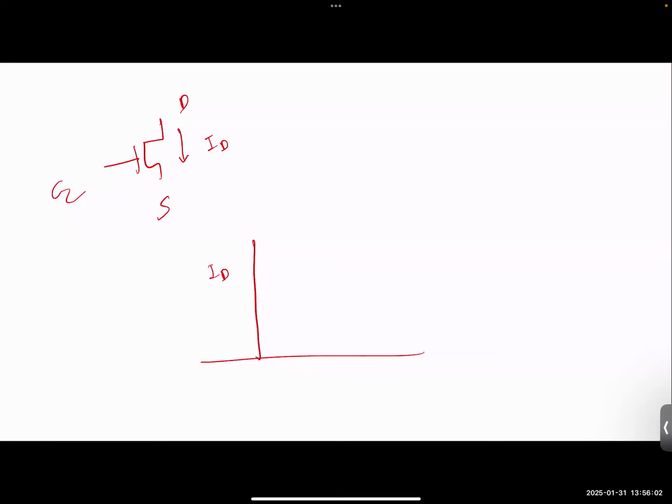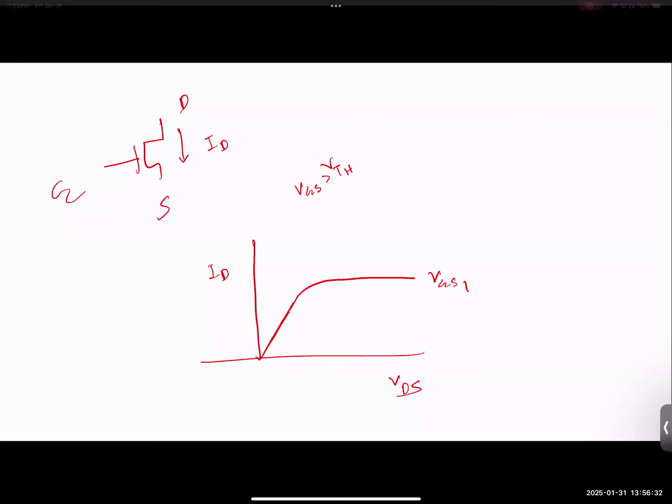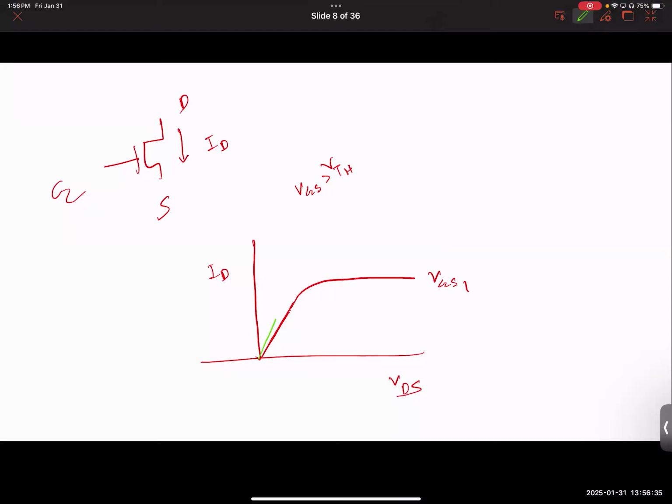Now I'm going to plot ID with respect to VDS. I cannot unless somebody tells me what is the VGS here, right? So if somebody tells me that your VGS is greater than threshold voltage, then sure, then I have a current. And the situation would be like, initially for smaller VDS, you'll have a linear increase in current with voltage, and then it will saturate and taper off, something like that. And this is for, say, VGS1. If I give you more VGS, higher VGS, then the current simply goes up. VGS2, which is greater than VGS1, say, and so on, right?